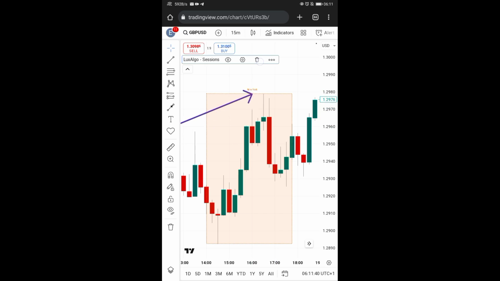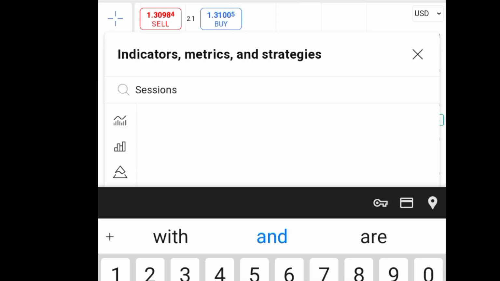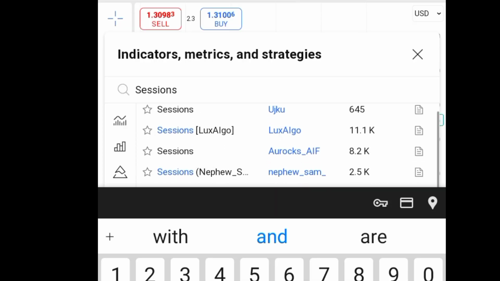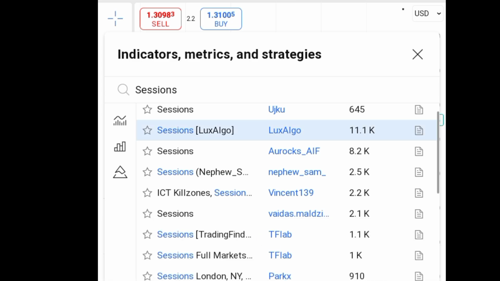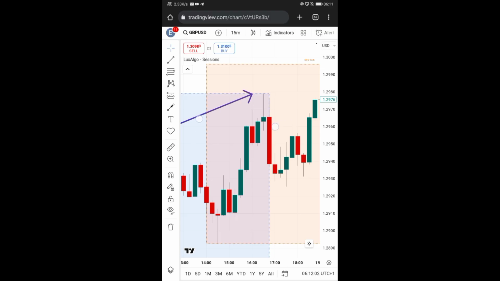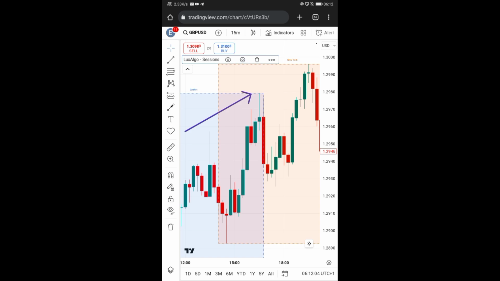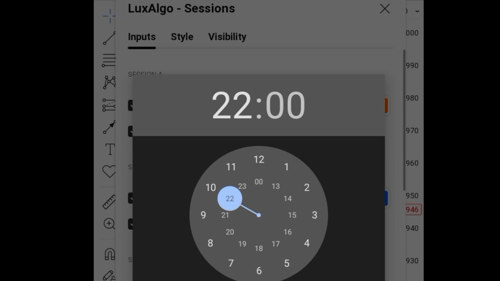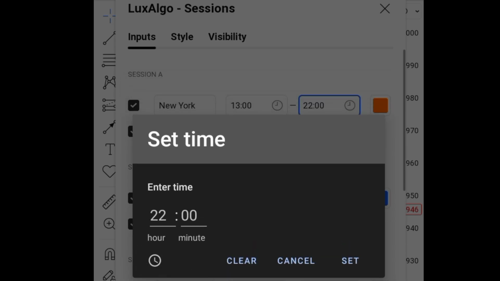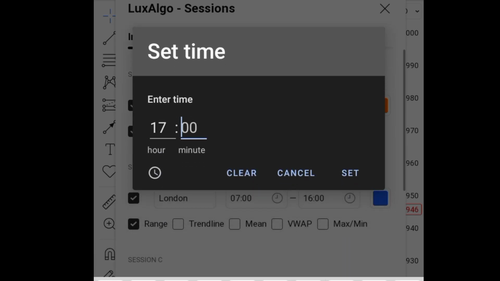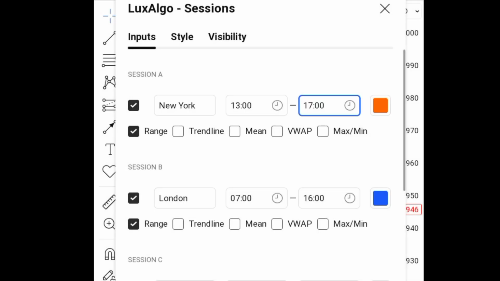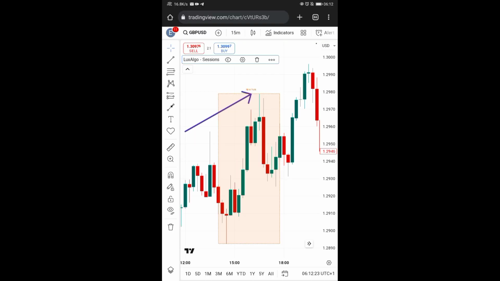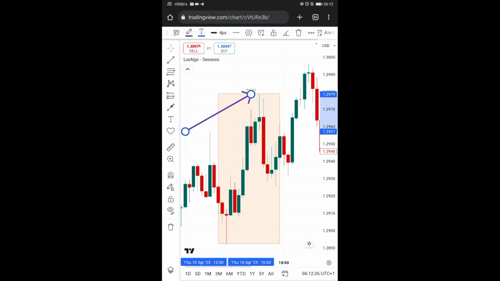I just disabled the indicator. Add it back. So I'll go to setting and set it up. This is 13, which is 1 p.m. So I'm going to set it up to 17, which is 5 p.m. So the indicator is set. I have to disable others. Then I'll click OK. So the indicator is now on my chart.